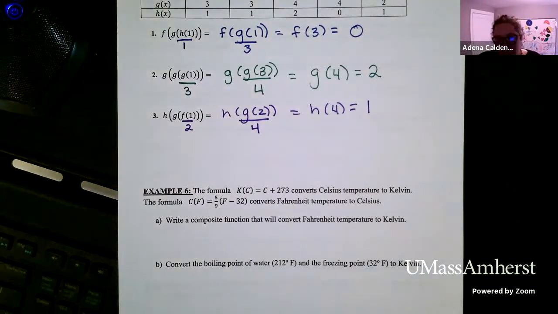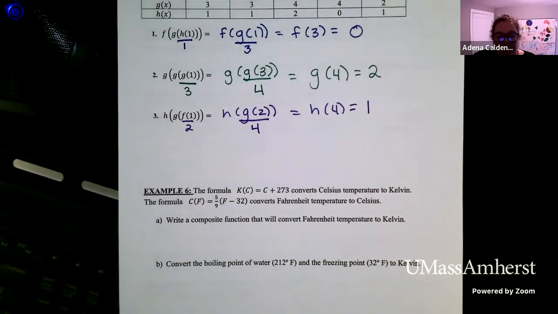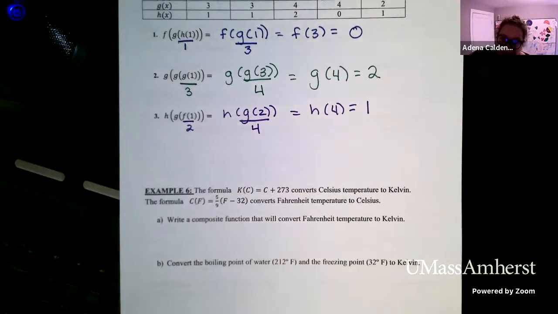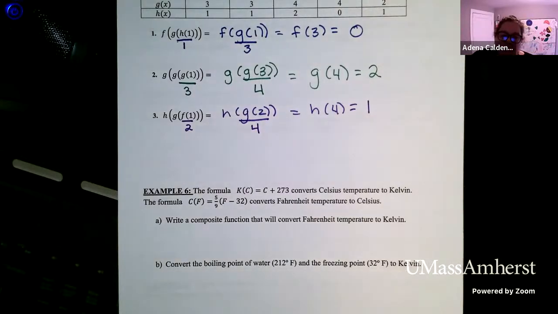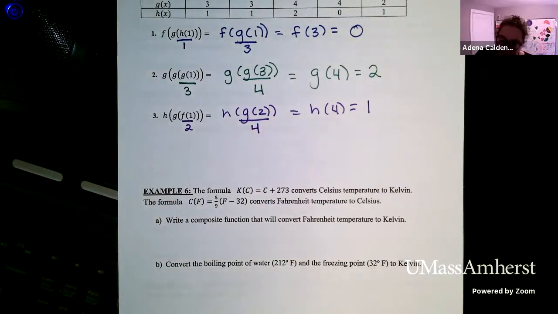Kelvin. Kelvin's just another measurement of temperature, if you didn't know that. And then the formula C of F equals 5/9 times F minus 32 converts Fahrenheit temperatures to Celsius. So we want to write a composition function that will convert Fahrenheit temperatures to Kelvin. Think about what that means in terms of what is the dependent and independent variable and how you might structure that. And then for part B, we want to convert the boiling point of water, which is 212 degrees Fahrenheit, and the freezing point, 32 degrees Fahrenheit, to Kelvin. So you have to have the right equation in part A for part B to work, but try your best.